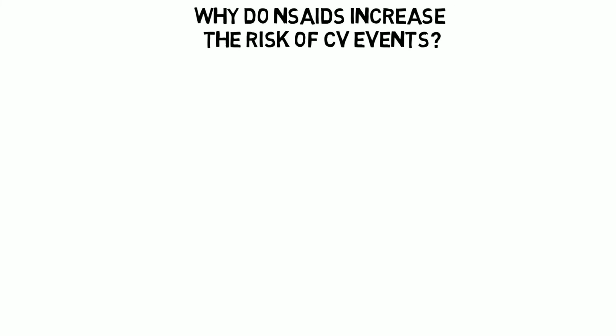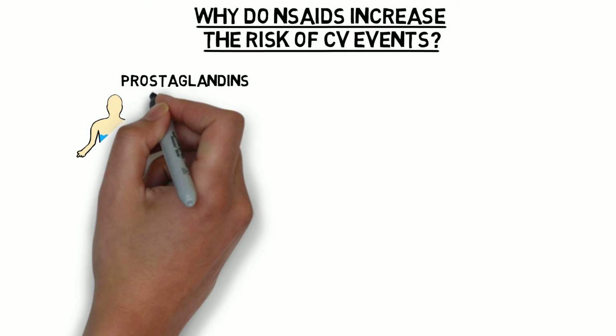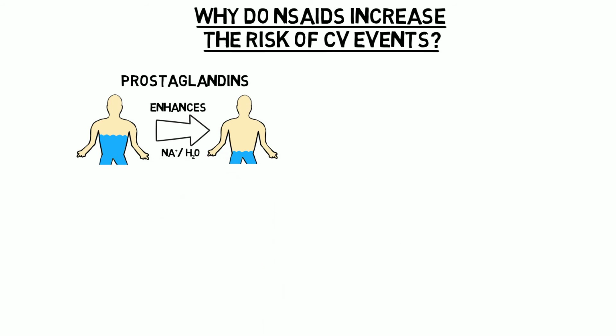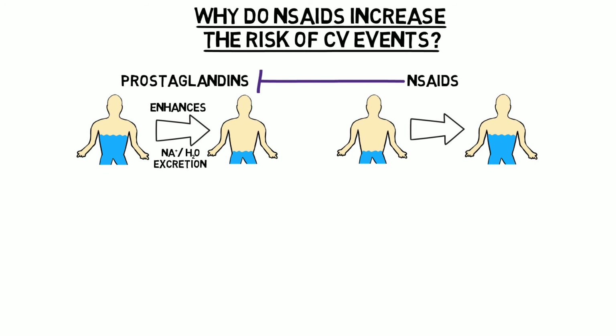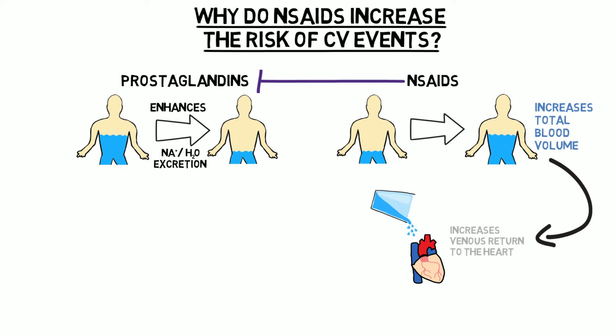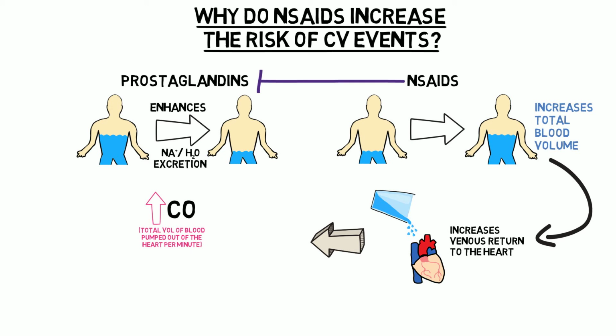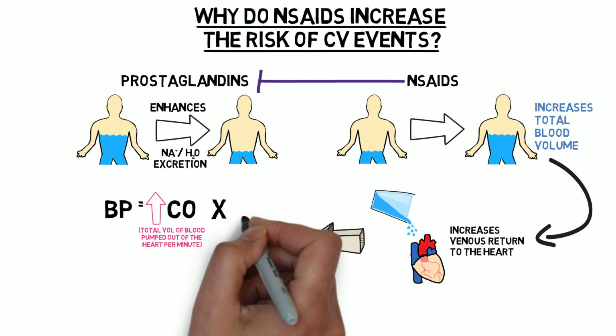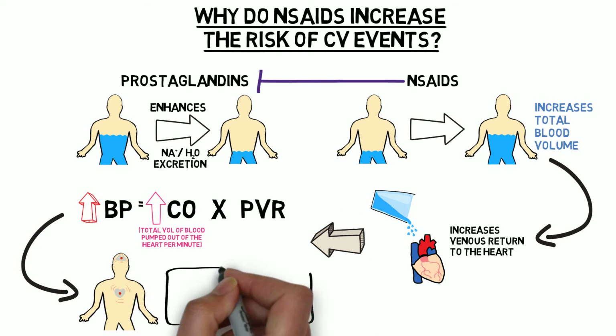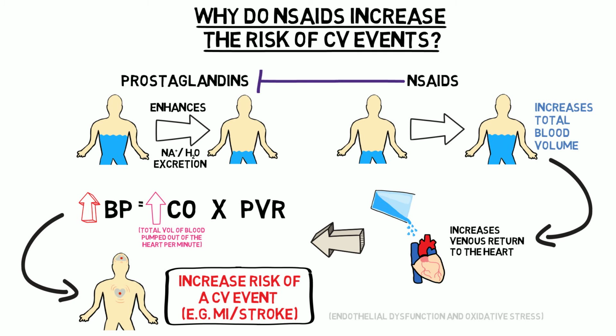Multiple mechanisms are thought to contribute to why NSAIDs may increase the risk of cardiovascular events. Prostaglandins enhance sodium and water excretion. Thus, by NSAIDs inhibiting prostaglandin production, this increases total blood volume, which increases venous return to the heart, increasing cardiac output, the total volume of blood pumped out of the heart each minute, in turn increasing blood pressure, which may increase the risk of a cardiovascular event. Endothelial dysfunction and oxidative stress are also thought to play a part in increasing the risk of a cardiovascular event such as a heart attack or stroke.